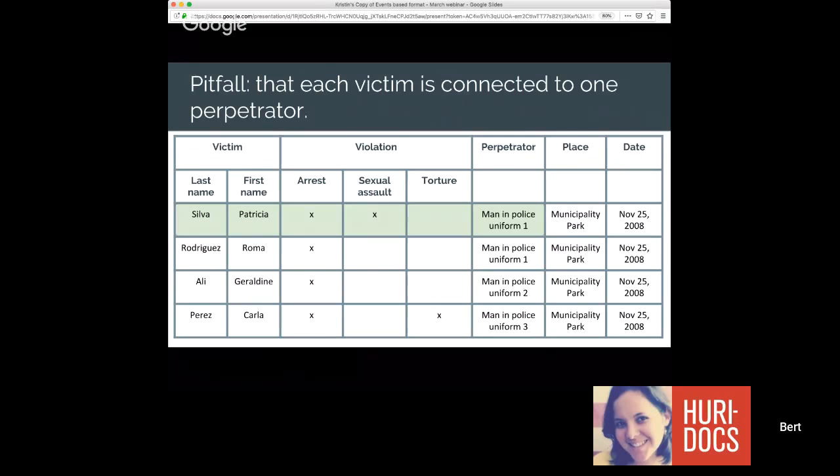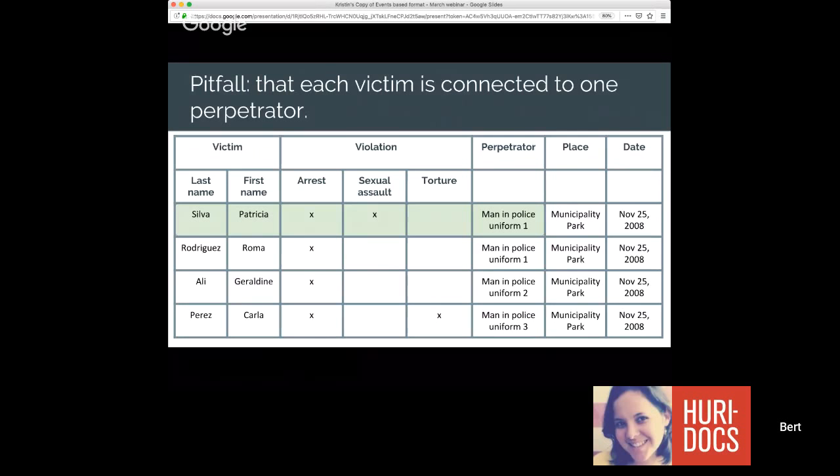So let's say we want to see any other acts that this particular perpetrator has been involved in. We can look at it from that angle, and we can see that this is Carla Perez, that this perpetrator was involved in this act of torture. And we can also see another relationship hub related to the act called sexual assault of Patricia Silva, and you can see that the victim is here as well. And then you can also see that this perpetrator was involved in a third act, which was the arrest of Silva, Rodriguez, Ali, and Perez.